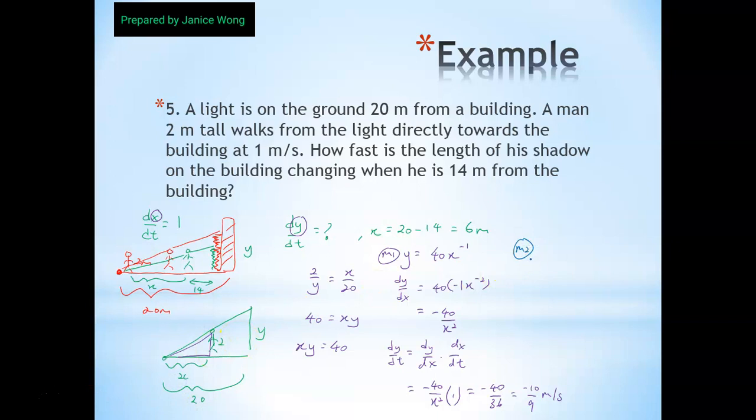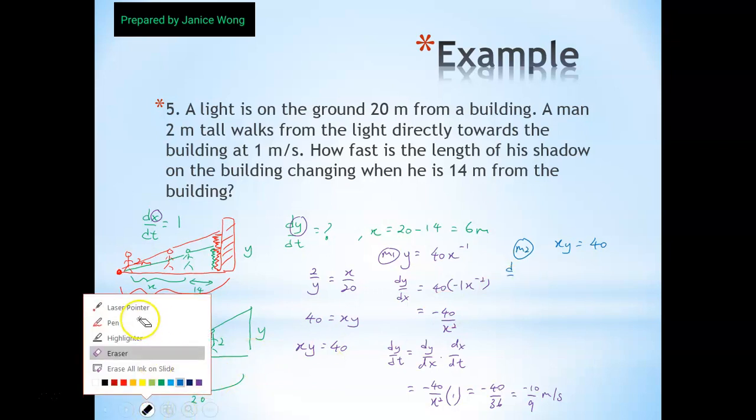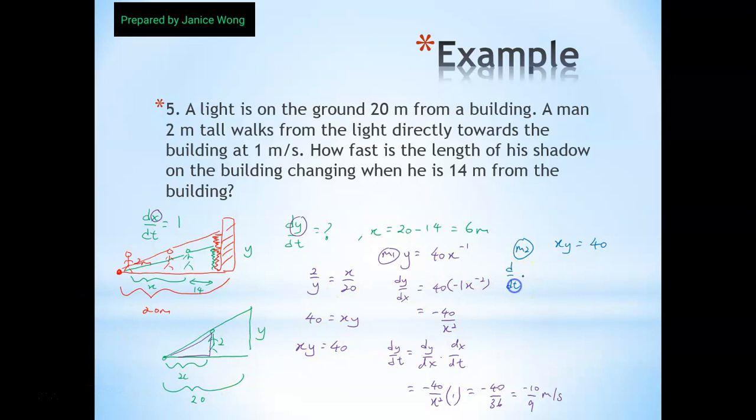Using method 2, implicit differentiation. We have xy equals to 40. We differentiate with respect to t. For implicit differentiation, in related rates problem, we differentiate with respect to time. x and y are variables. We need to apply product rule. This is u and this is v.